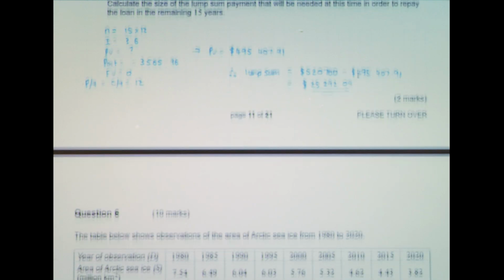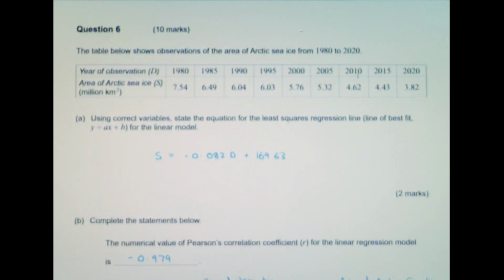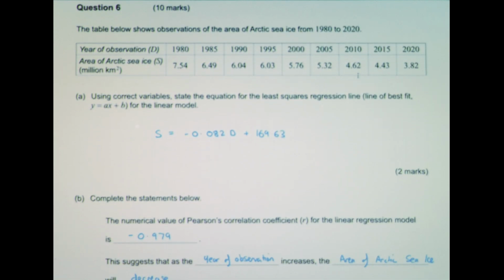Okay. Stats question, question 6. So we've got a table below that shows observations of Arctic sea ice from 1980 to 2020. And we're looking at using correct variables. We would like to state the equation of the least squares regression line, the line of best fit, in the form y equals ax plus b, but obviously using correct variables.